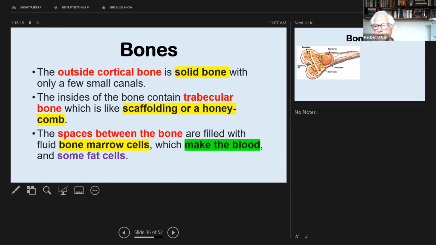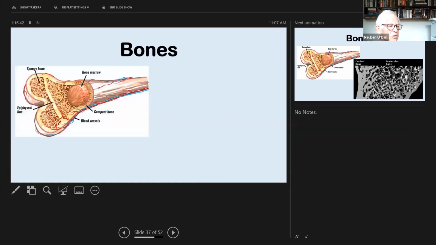So all blood is made in the bones, but not all bones, just generally the big bones, the long bones. They make the various blood cells. Most cells mature in the marrow, though some have to move somewhere else to mature. So this is the spongy bone, trabecular, and there's the bone marrow here inside.